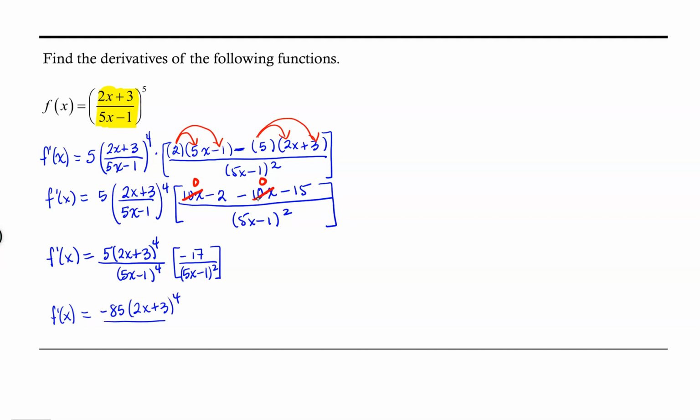And in our denominator, we have the base 5x minus 1, on the left, raised to the fourth power, and on the right, raised to the second power. So when I combine them, we add exponents since those are being multiplied. And so when we add exponents, we get the 6th power. So (5x minus 1) to the 6th power. So this is our derivative of our original function. I hope this is helpful.